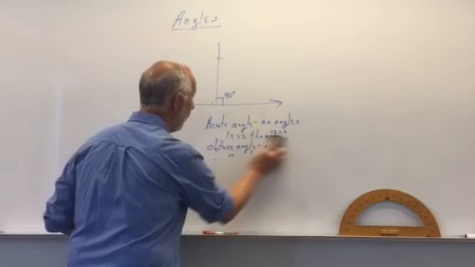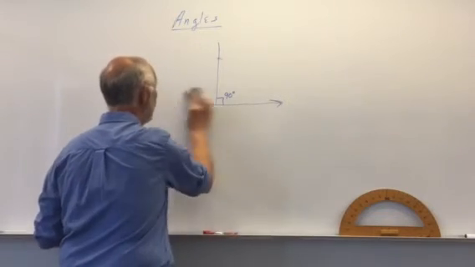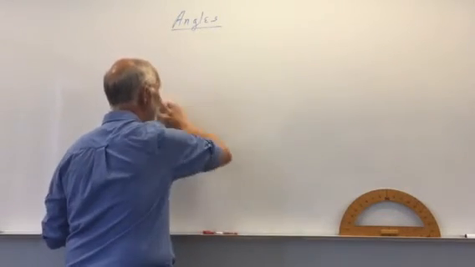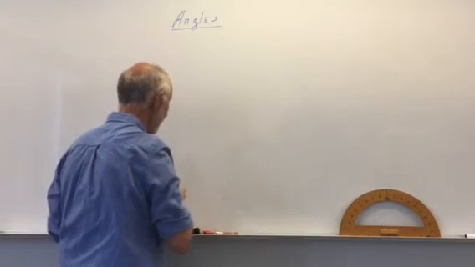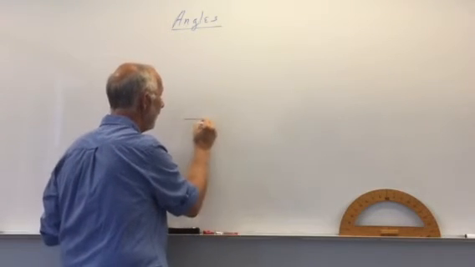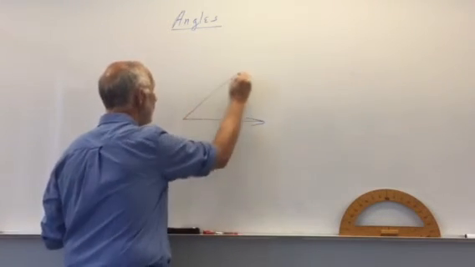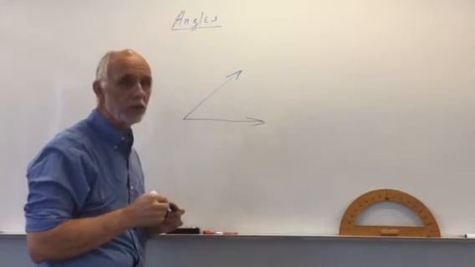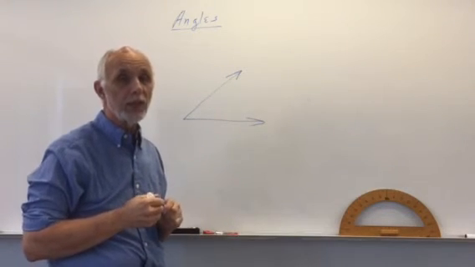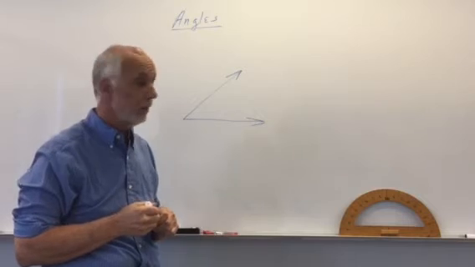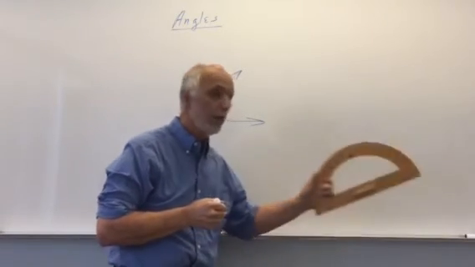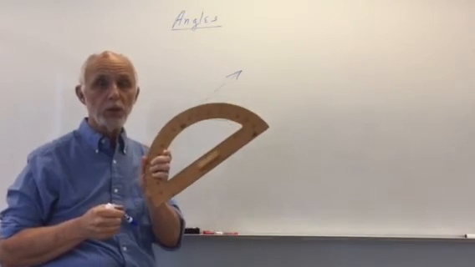But the one thing I know I didn't include on the last video was how to measure an angle, to see the degree. Because you can look at an angle and know whether it's greater than 90 or less than 90. But if you want to know exactly what it is, you need to measure. And the way we measure angles is with a protractor.